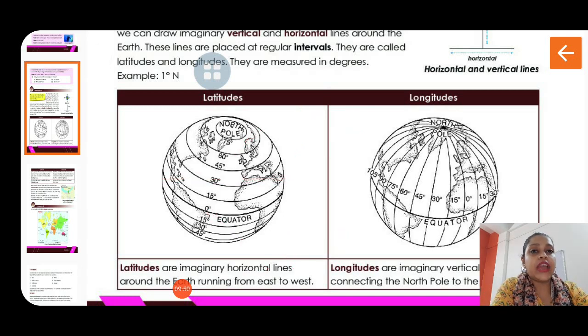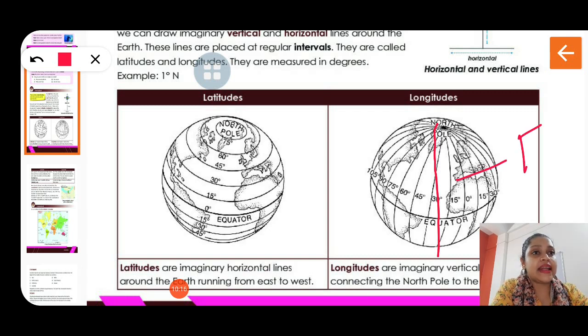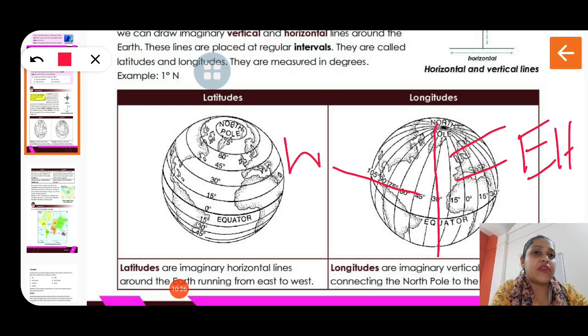Similarly children, we have a longitude also. Okay children, a longitude which runs vertically from top to bottom. Once more I'll try to draw, which joins the North Pole and the South Pole, and it's a total vertical line, and this line divides the earth into the eastern hemisphere because this side lies towards the eastern side, and this line again divides the earth into the western hemisphere.